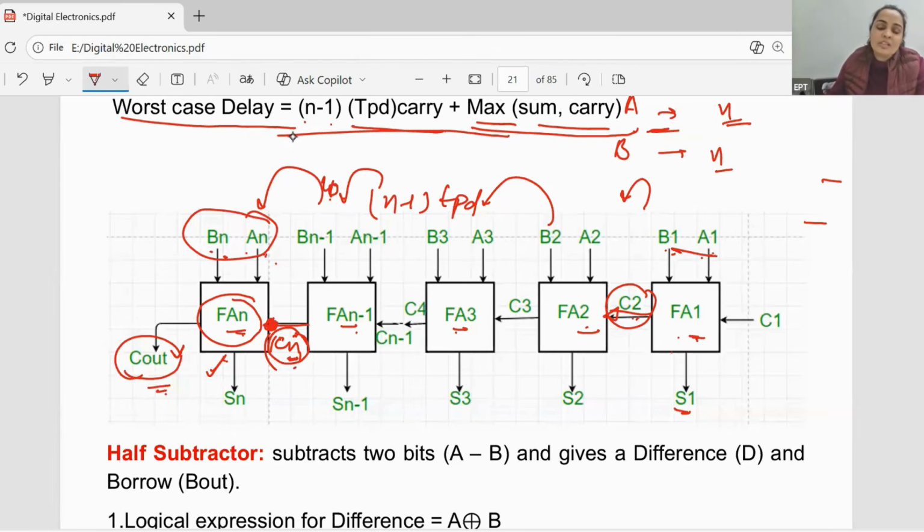So when I design the look ahead carry adder, this delay will be less, because this is the critical path delay. If somehow I manage to reduce this delay, or if this Cn is available soon, then this delay will be reduced, right?